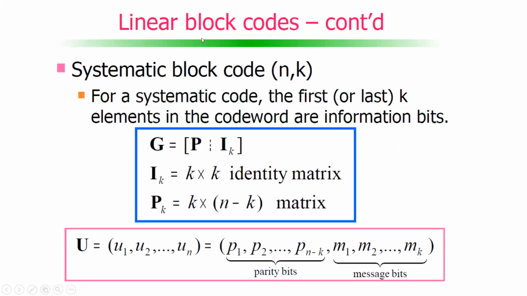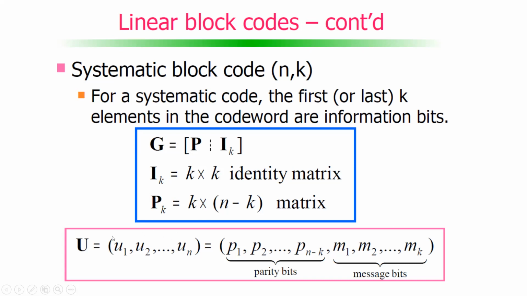All right. So for a systematic code, the first k or the last, I will talk about the last only. The last k elements in the code word are actually information bits. So what should the generating matrix look like in that case? It should consist of P, which is a matrix, and I_k, which is another matrix. I_k is an identity matrix. What are the dimensions of the identity matrix? k cross k. P is the parity matrix. What are the dimensions of P? k cross n minus k.